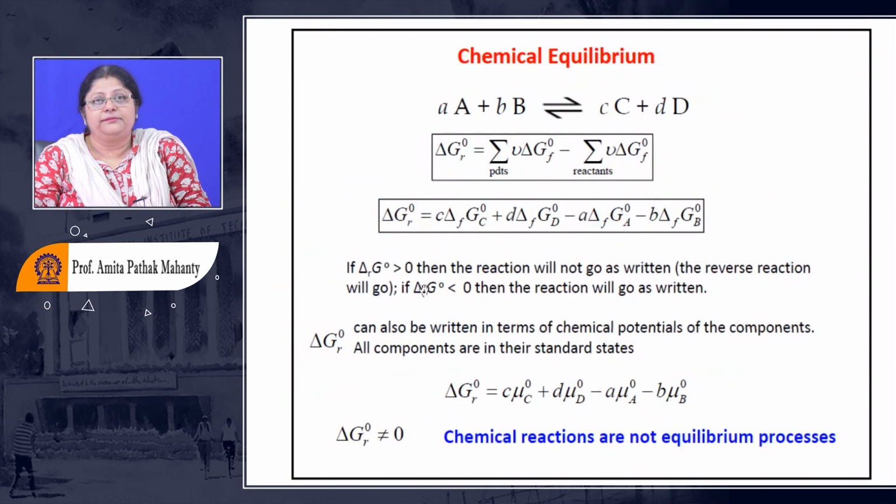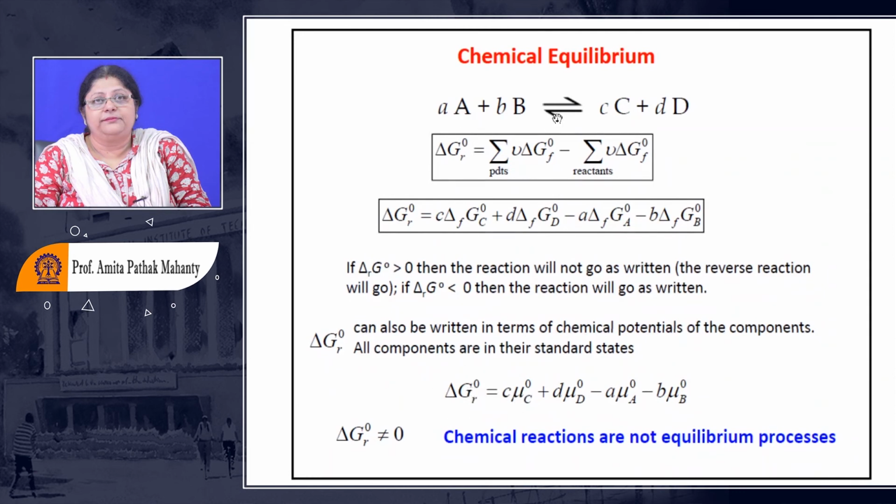What I am saying is that delta G reaction is going to decide the direction in which the reaction will proceed, the way we have written the reaction. If it is positive, then we say the reverse reaction is going to be favorable. Okay, the reaction will proceed in the reverse direction. And delta G reaction can be written in terms of the chemical potentials of each of the components. I can write delta G reaction in terms of each of the species.